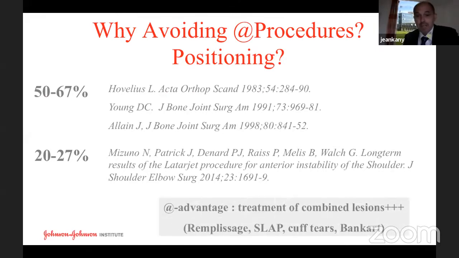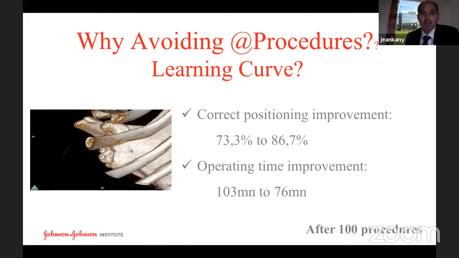So what is the advantage of an arthroscopic procedure? For me, you can treat the combined lesion. You can make a remplissage. We talked about SLAP lesions. It's very easy to treat a SLAP lesion in case of combined lesion. You can treat a cuff tear. You can make a band cut like Pascal Boileau if you want. I do not do that, but I think it could be very interesting.